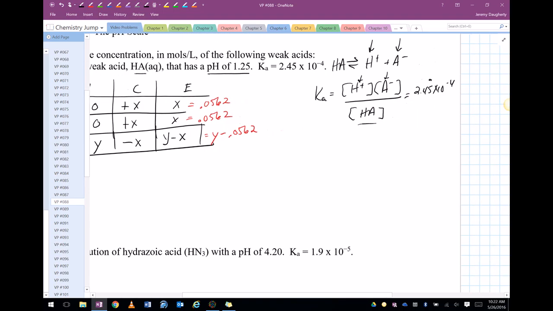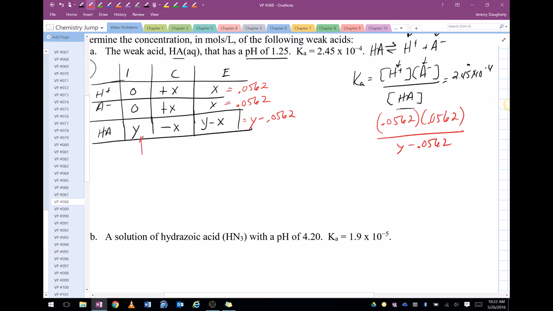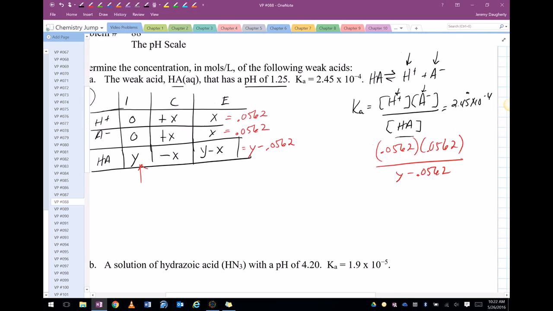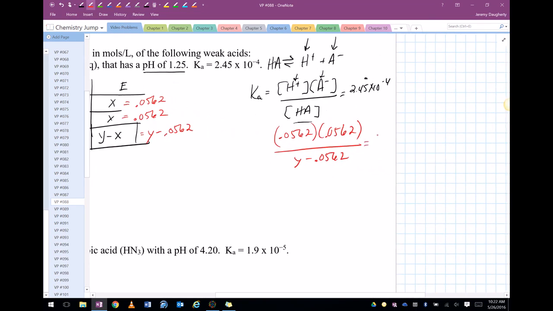So I can easily plug all these in. Let's go ahead and do that. 0.0562 times 0.0562 all over Y minus 0.0562, where Y is the initial concentration of HA. So that's all equal to 2.45 times 10 to the negative fourth. So let's see, 0.0562 squared, I get 0.00316.